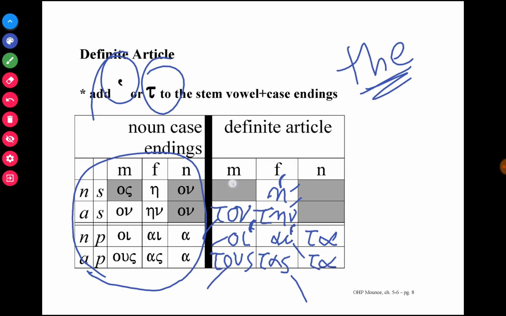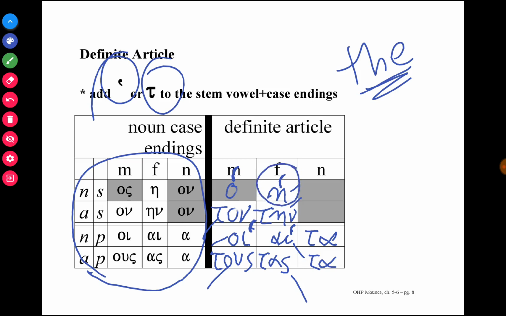So let's take, for example, os. That's the ending for the noun. But what does a definite article look like? Well, the first thing you have to do is erase the sigma because that's not part of it. And then you write in a rough breathing mark: ho. So it's a little bit different. That's why we shaded it. So the nominative singular masculine definite article, "the," is ho for masculine second declension nouns. It's he for the feminine nouns.